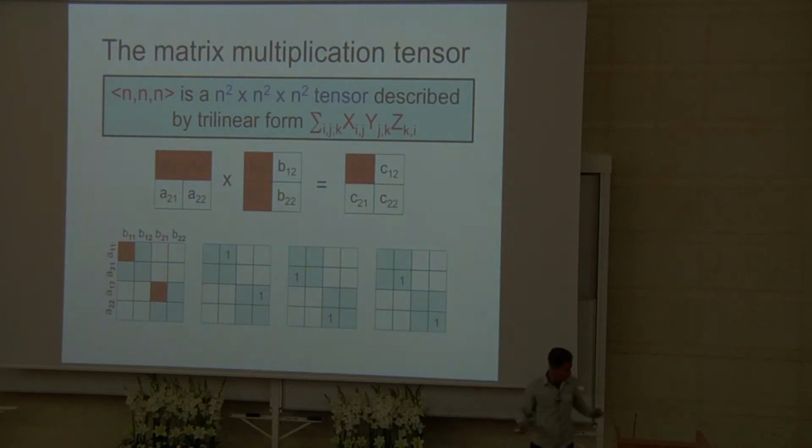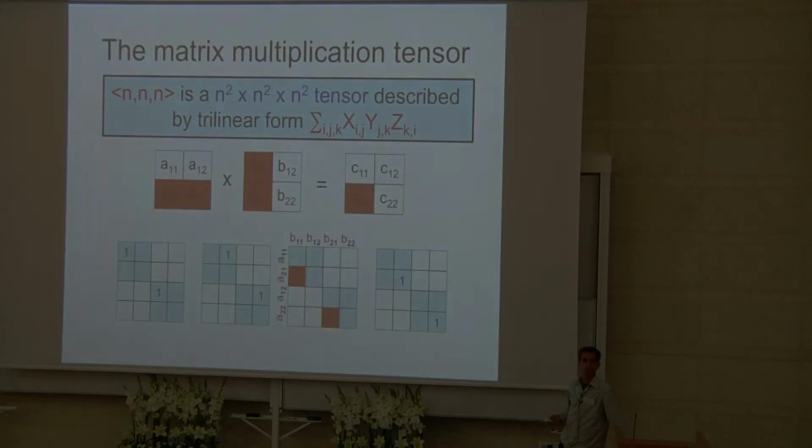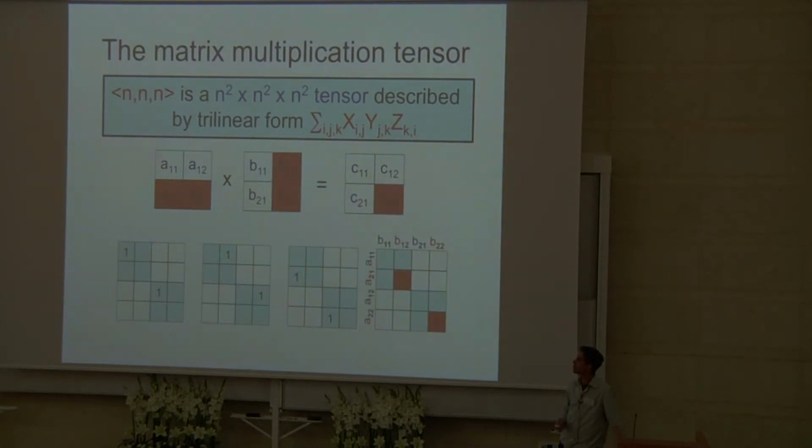Okay, and then the next entry in the result matrix is described in the second slice. There's a 1 indicating which products of A and B matrix entries are summed to give this entry, and so on. Okay, I hope that makes sense. You can keep that picture in your mind as we go through the talk. So there are the 4 entries of the result matrix, and these 4 slices put together make the matrix multiplication tensor for 2 by 2 matrix multiplication.